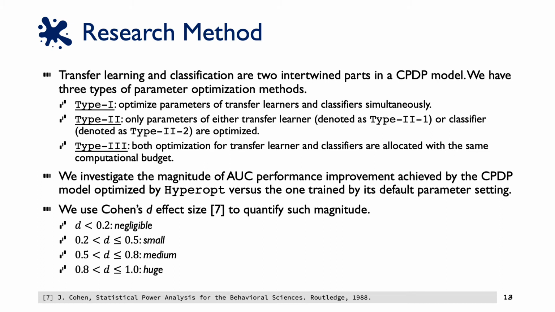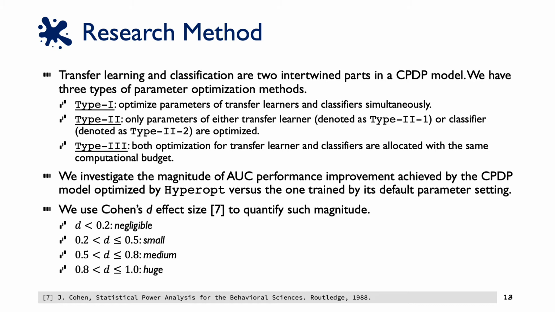The first one is to optimize these two parts simultaneously. The second type is to only optimize one part alone at a time while keeping the other part as default. The last type is to equally distribute the cost to both parts.